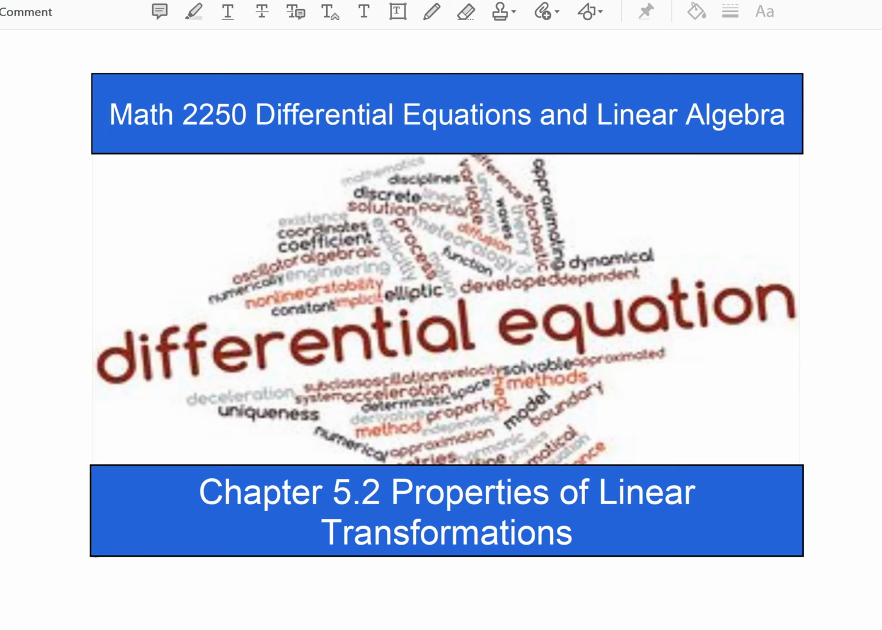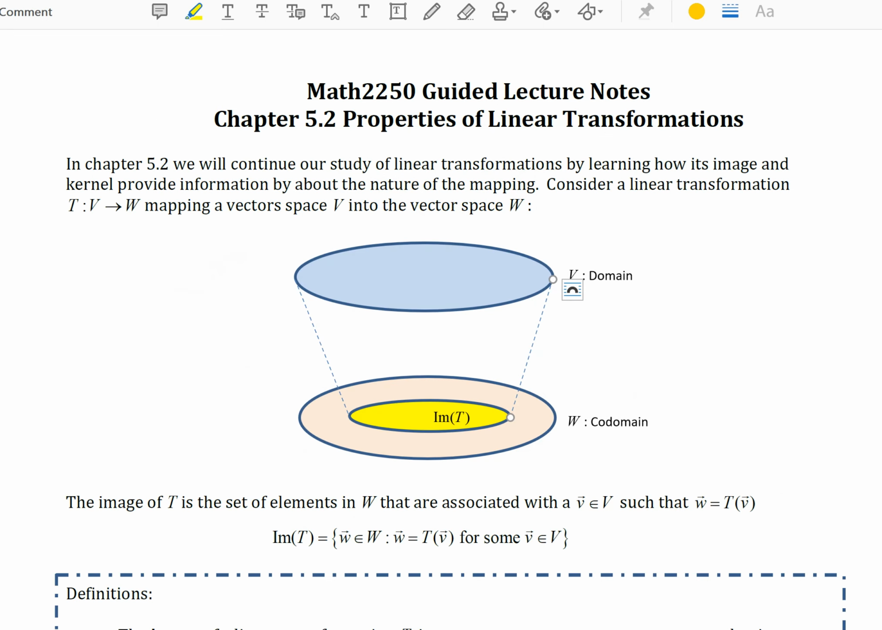In this video, we are going to be going through chapter 5.2 and looking at properties of linear transformations. In chapter 5.2, we will continue our study of linear transformations by learning how its image and kernel provide information about the nature of the mapping.